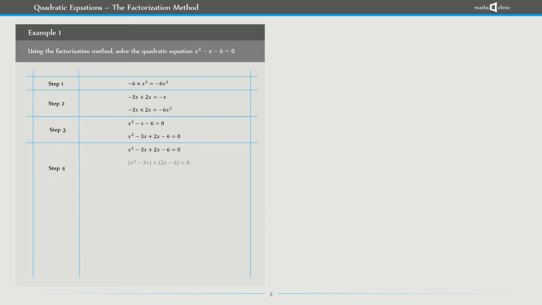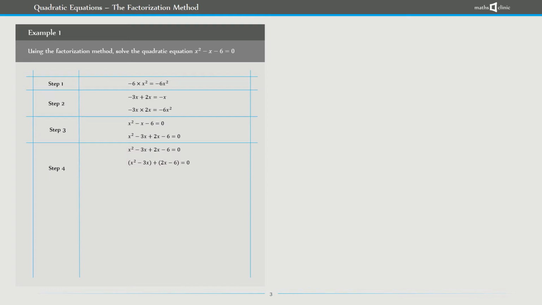We have four terms, we're going to group them in twos, and what we have is x squared minus 3x plus 2x minus 6 equals 0, okay. So we just introduce some brackets and we have them grouped, okay. Now what we want to do is factorize each group, okay. So we factorize the first one.